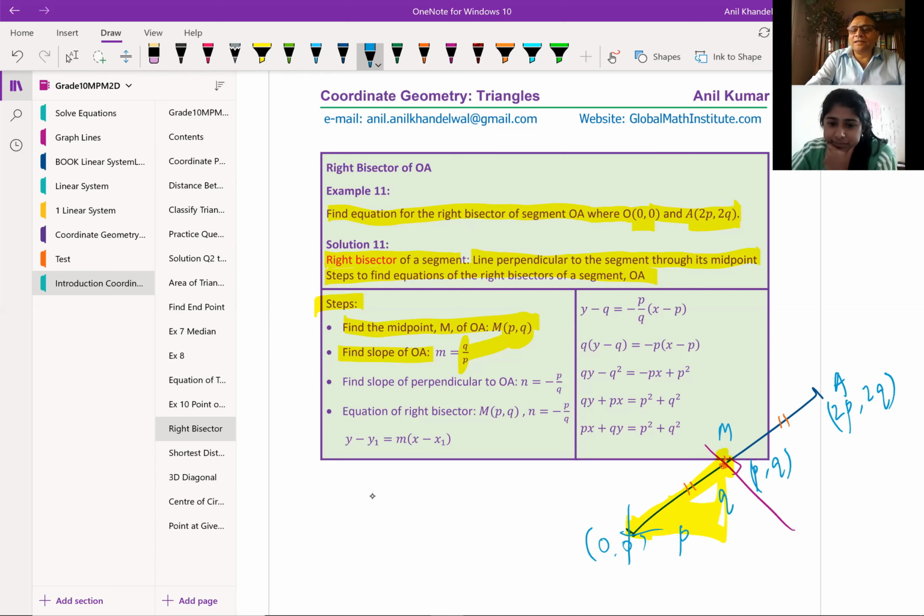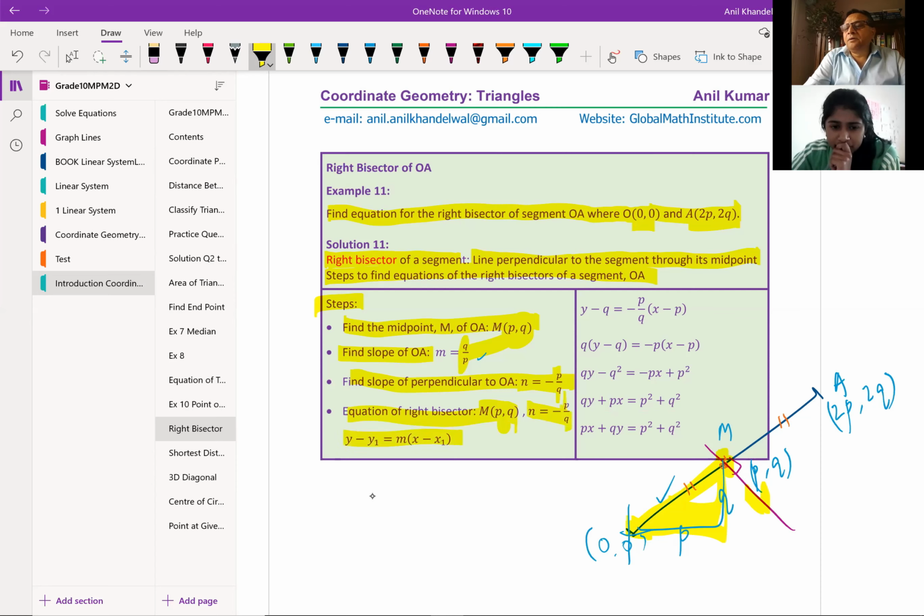Okay. So we get this triangle and we know the slope m, q over p. Perfect. So we now know the slope also. Then we have to find the slope of the perpendicular, the negative reciprocal. I'm writing normal n here: minus p over q. Flip it and change the sign. That is the slope of the perpendicular. Now for the equation of the bisector, we know the midpoint, which is (P, Q), and we know the slope, which is minus p over q.